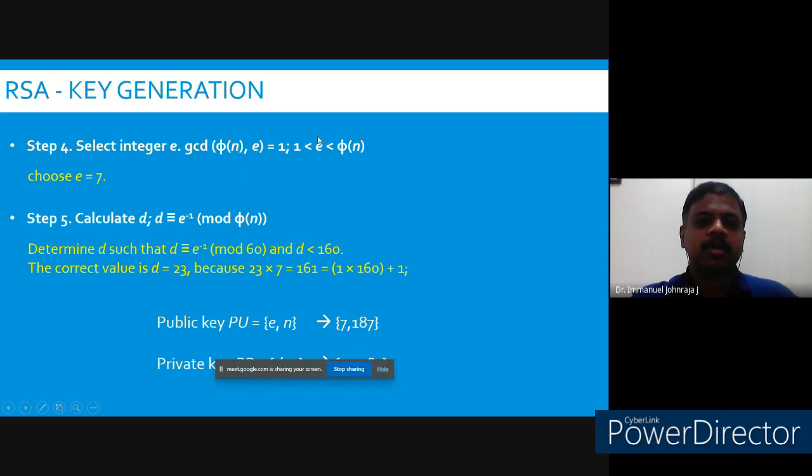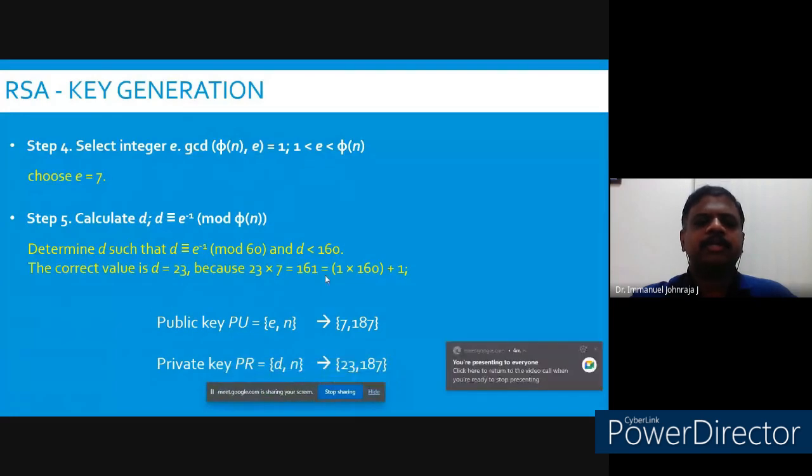Not only that, there is a small condition. The value of e must be less than phi of n, not less than or equal to, just less than. So it can take 2, 3, 4 up to 159. In this example, we have chosen e as 7. So far, simple, we haven't got any confusion. Now the fifth step is we are going to calculate. So far, we haven't calculated anything except some multiplication.